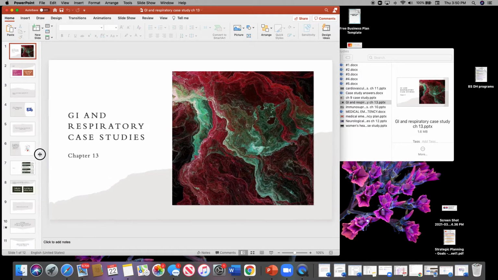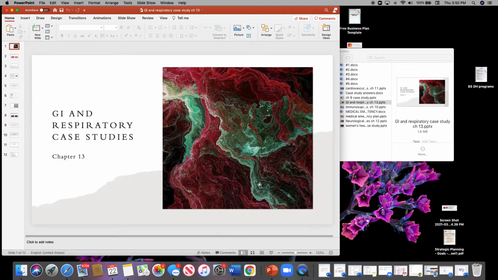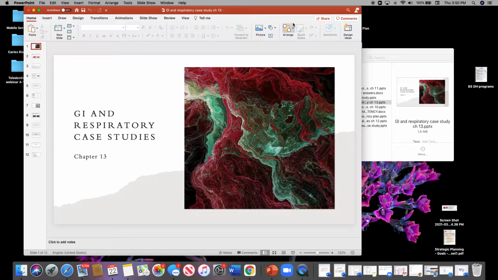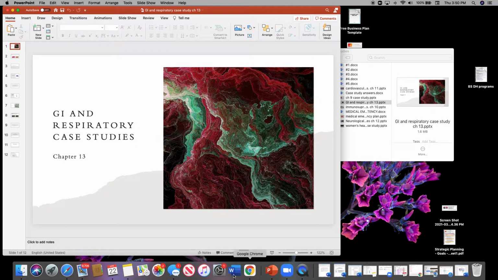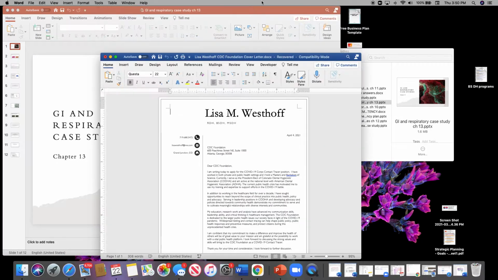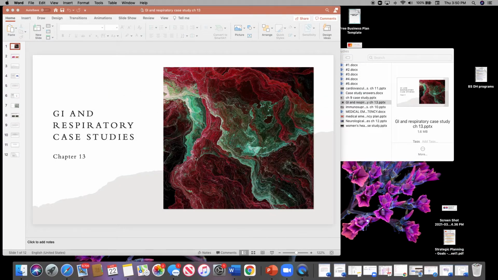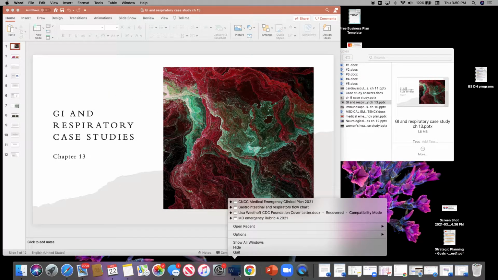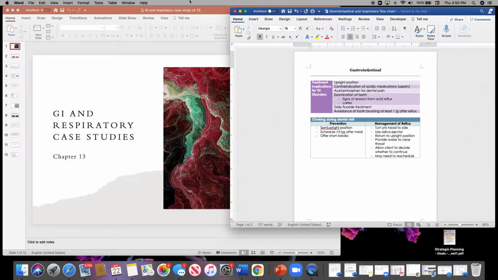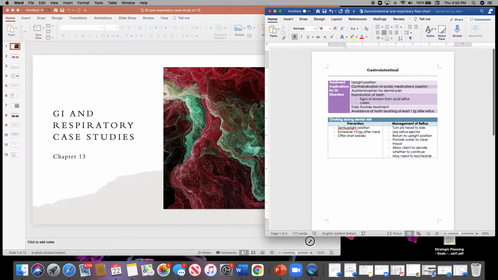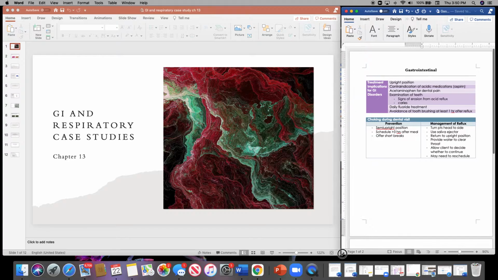Now, just for ease of things, I'm not going to put this in full slide view. Just make sure that you've got your things open. The other thing you can have open is your GI and respiratory flow chart that you did. This is helpful whenever we're talking about these case studies. That's the whole point of having these.